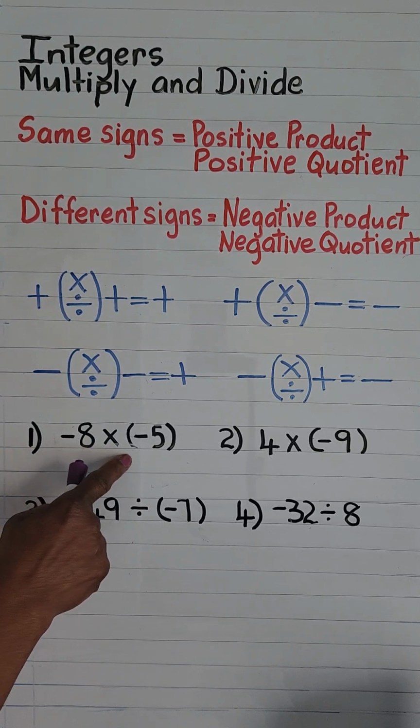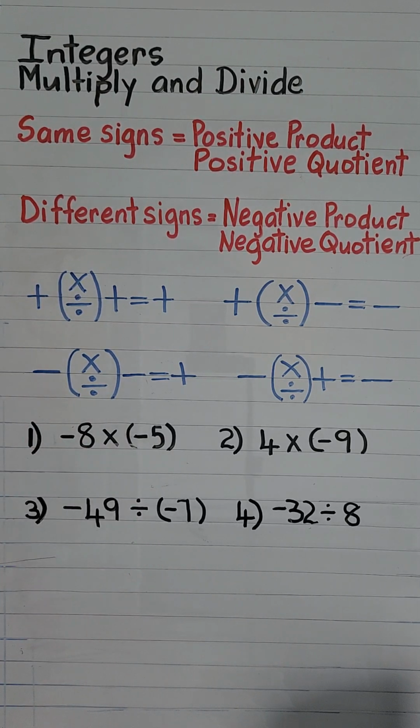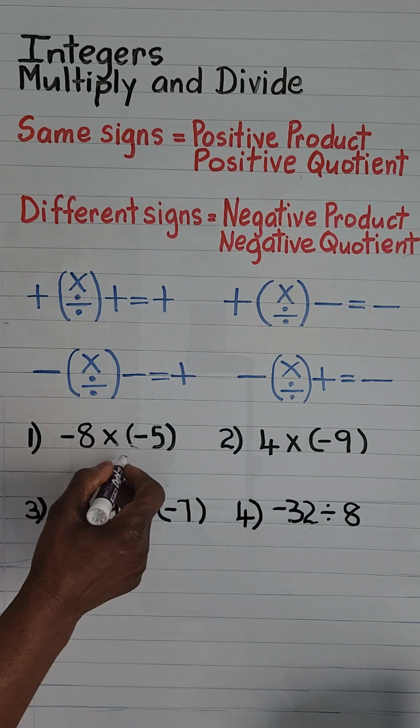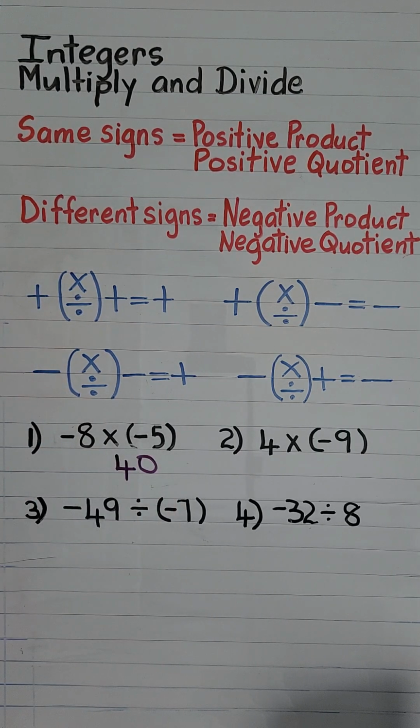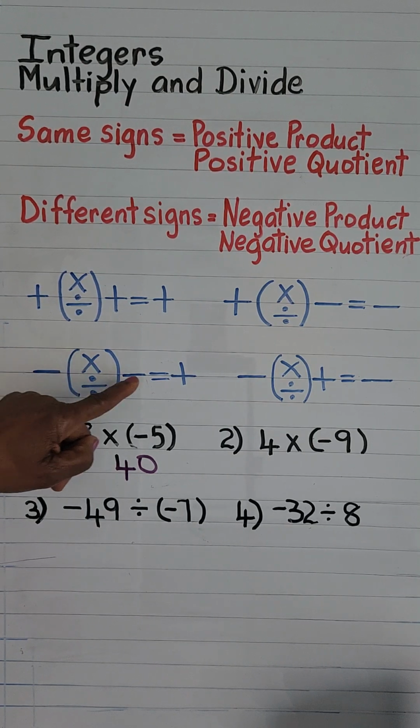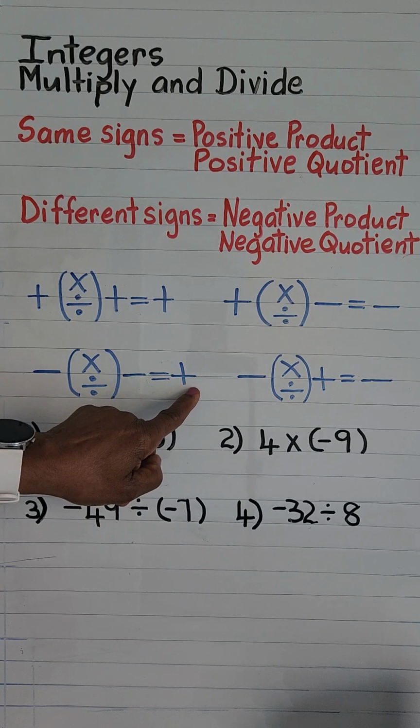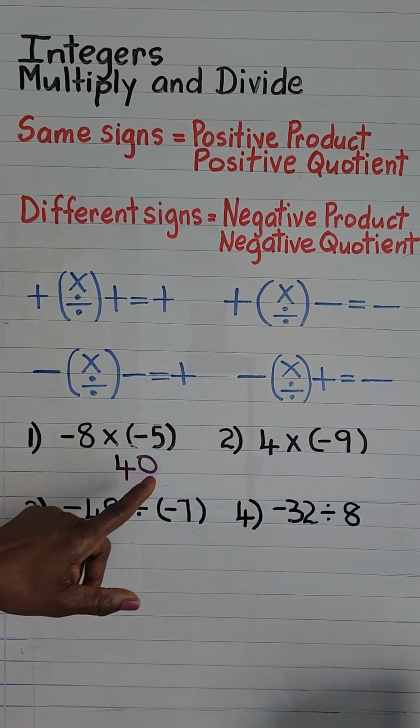Negative 8 times negative 5. 8 times 5, 40. Negative times negative gives you a positive result. So this is positive 40.